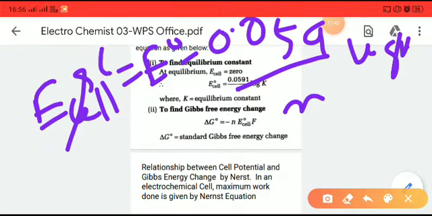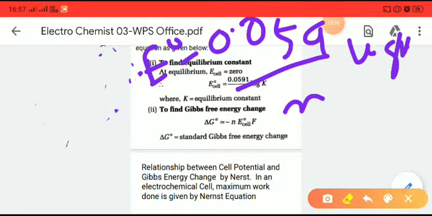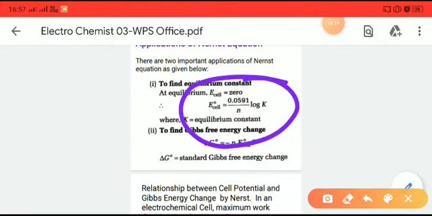It becomes 0 at equilibrium. So what we get is that E0 cell will be 0.059 by n log K. So if at equilibrium E cell becomes 0, then E0 cell will be 0.059 by n log K, where K is the equilibrium constant. So by this equation we can easily find the equilibrium constant from the Nernst equation.